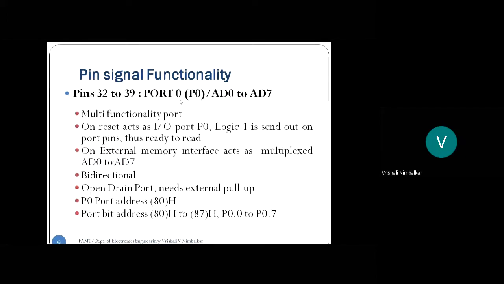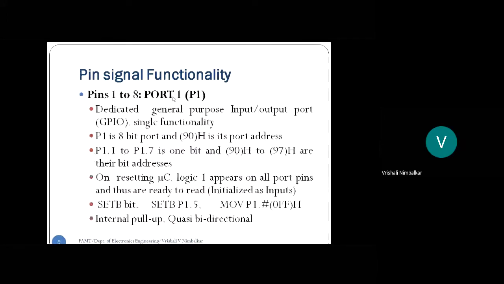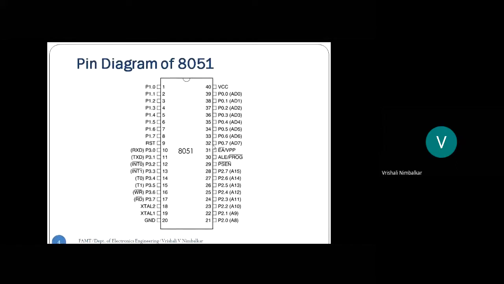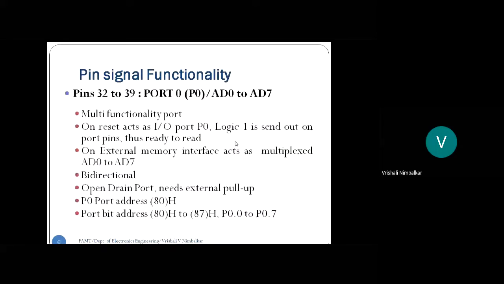Now we'll go to port 0. So pin numbers 32 to 39 are port 0, right? So look into the pin diagram. Pin number 32 is P0.7 and pin number 39 is P0.0. And they are combined with address and data lines AD0 to AD7. Is that okay? So your port 0 is combined with another functionality, and that functionality is of address and data lines, 8 address and 8 data lines, right?